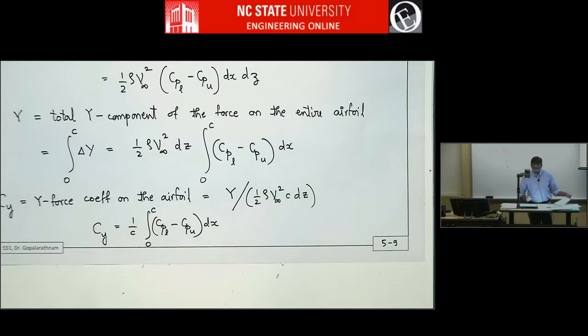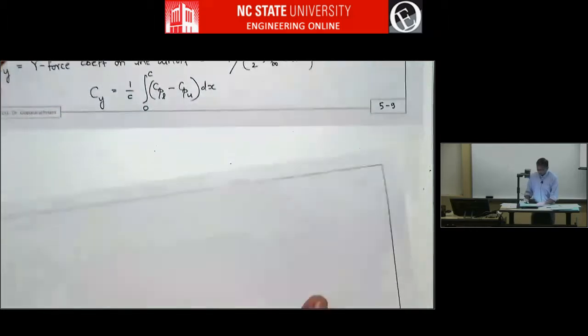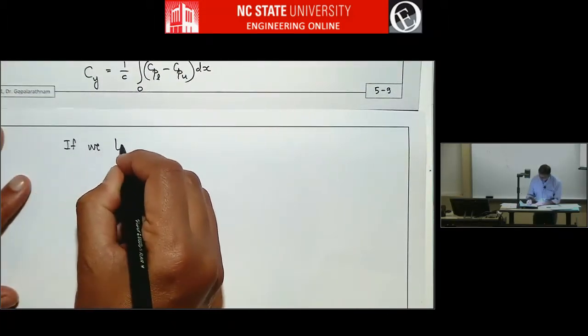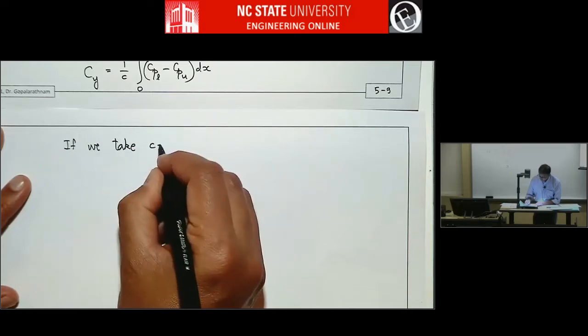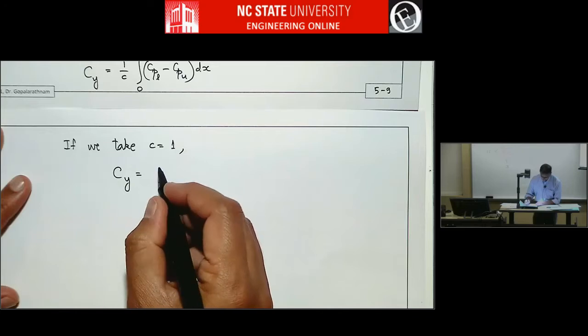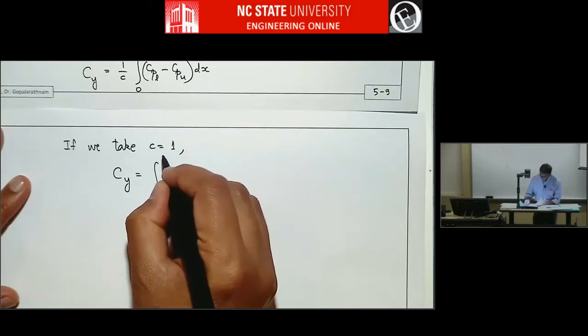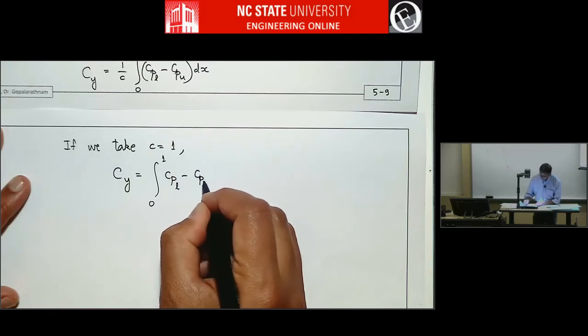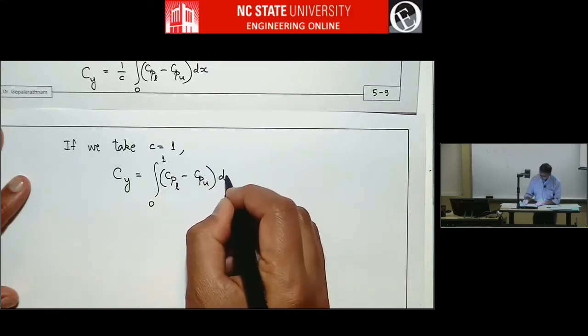Okay, so dz has dropped out. If you take chord as 1, which is what we do in most airfoil plots, so if chord equals 1, then cy is simply the integral 0 to 1 of cpl minus cpu dx.